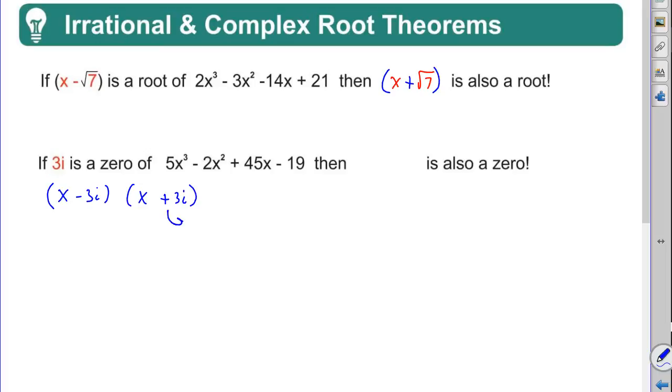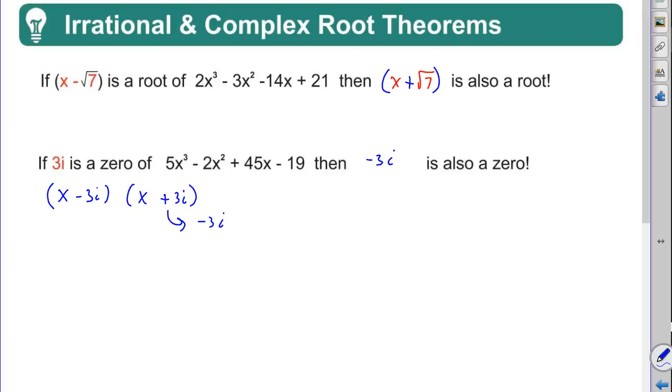So what would be the 0 of this? Negative 3i. So if 3i is a 0, then negative 3i is also a 0. And that's going to help you when graphing and factoring any kind of polynomial that already contains an irrational root, you know it gets its conjugate, or it already contains a complex number, you know it gets its conjugate.